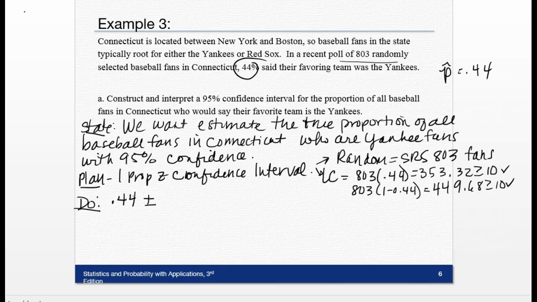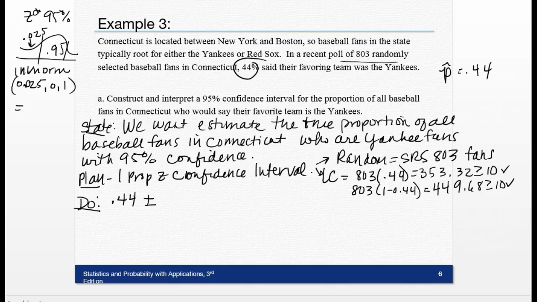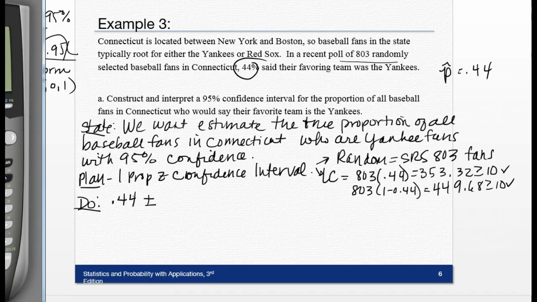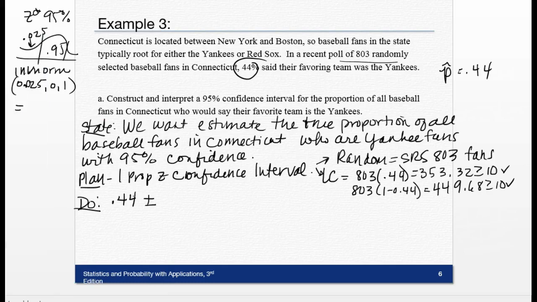Now we need to figure out what is z star for a 95% confidence. Well, let's think it through. Draw the curve. 95% is in the middle. That means 5% is in the tails. If I split 5%, that's 0.025 right there. So I'm going to do inverse norm, 0.025, 0, 1 in my calculator, and I'm going to get a z star value. All right, so when I did that, I got 1.96. Okay, so that's my z star.